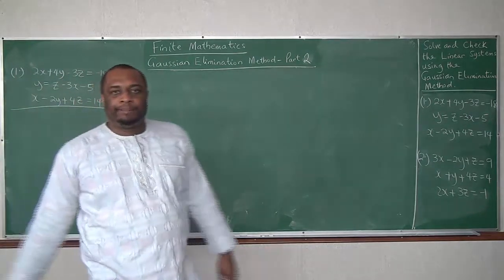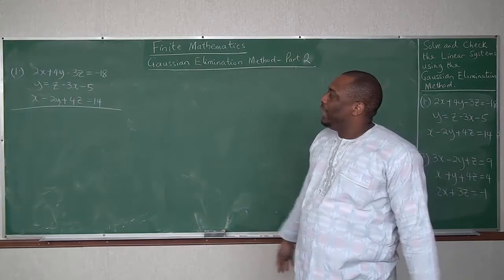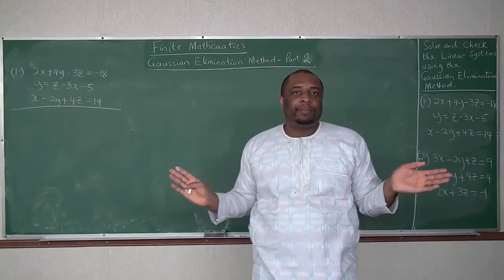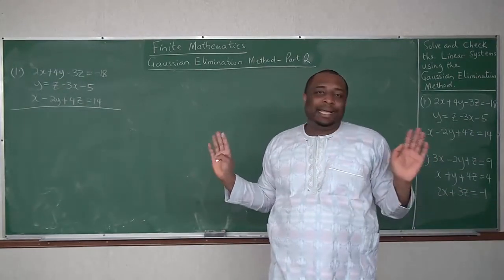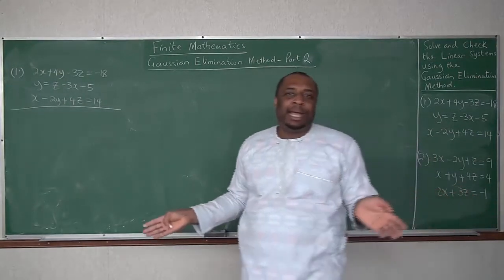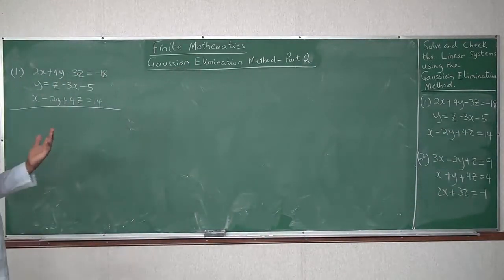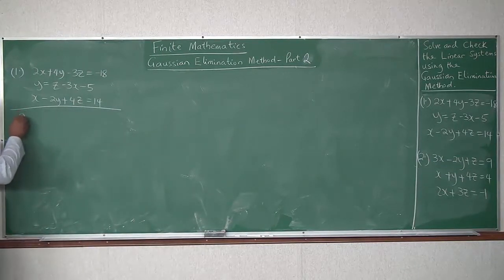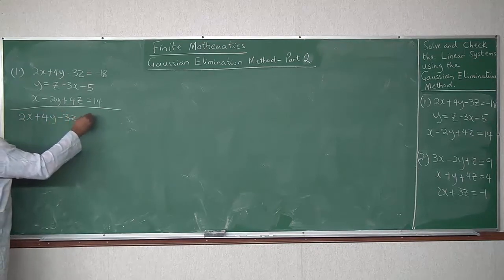Are the variables complete? x, y, z; y, z, x; x, y, z. The variables are complete in the 3 equations. Are the variables aligned? They are not aligned. We've got to align them because equation 2 is not aligned. So we now have 2x plus 4y minus 3z. Equation 1 is good.